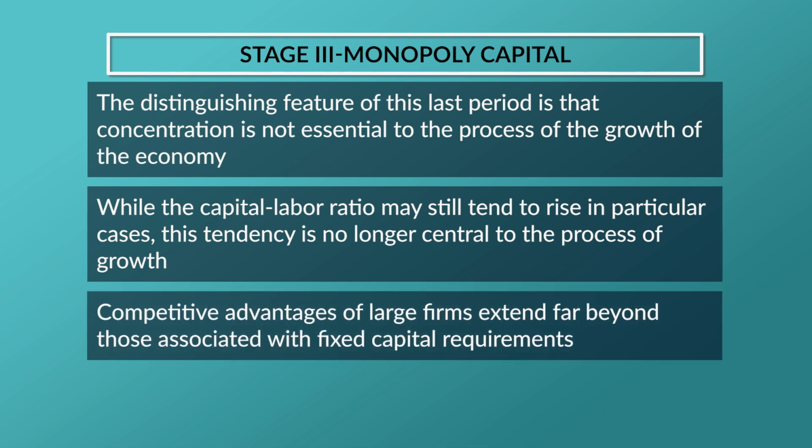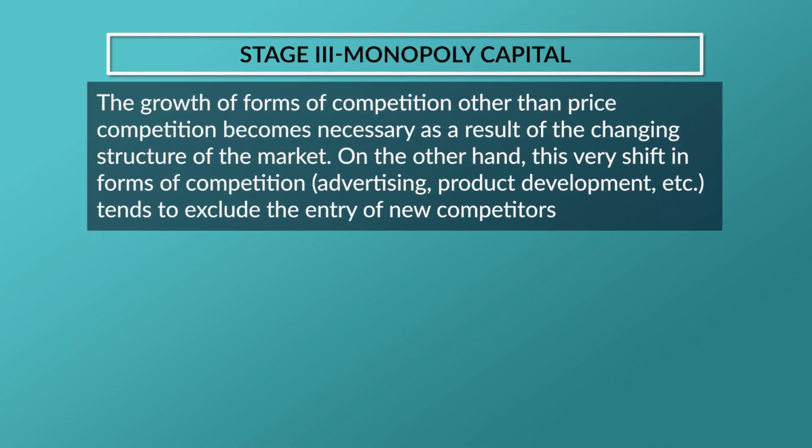Competitive advantages of large firms extend far beyond those associated with fixed capital requirements. Marketing and sales on a national scale, research and product development, and integration of the firm both with respect to productive inputs and retail outlets, which we call vertical integration, and with regard to the production of related products, which we call horizontal integration, all constitute advantages of large-scale production not directly connected to technical economies or to an increase in the capital-labor ratio. The growth of forms of competition other than price competition now becomes necessary as a result of the changing structure of the market.